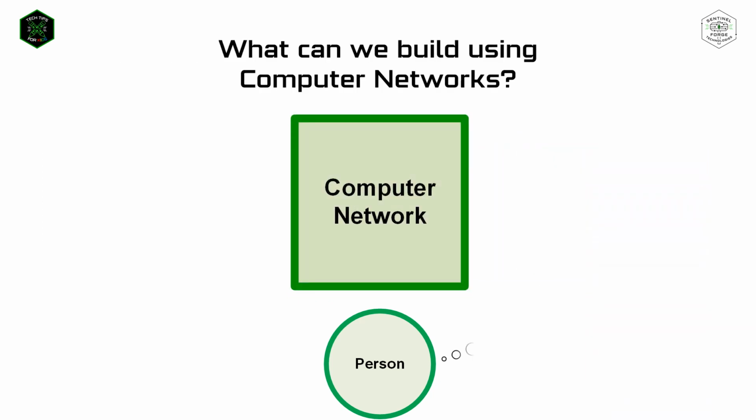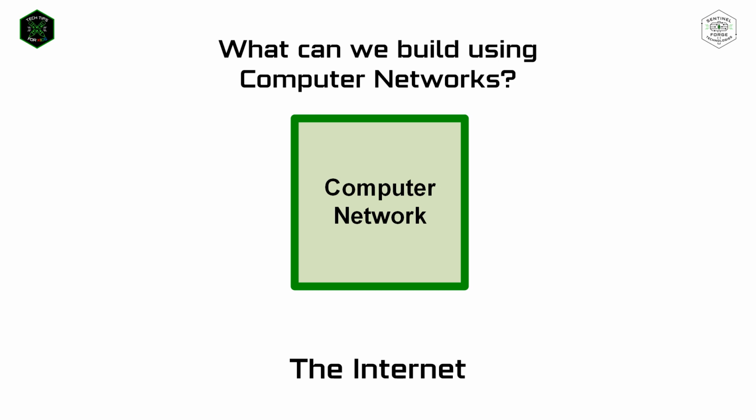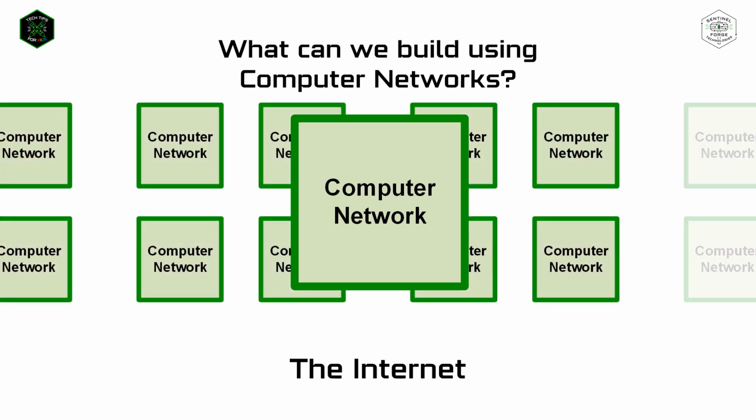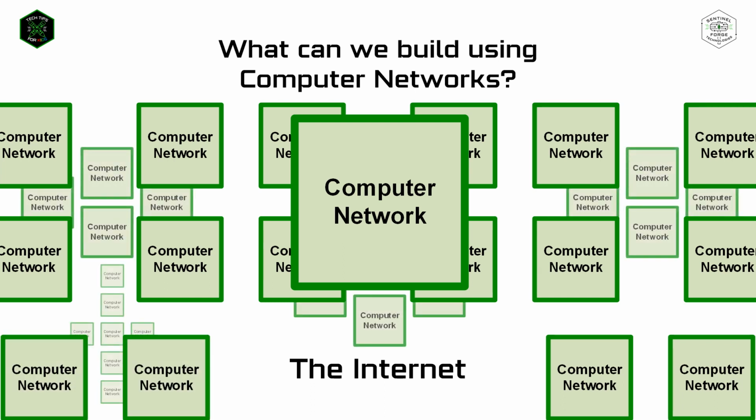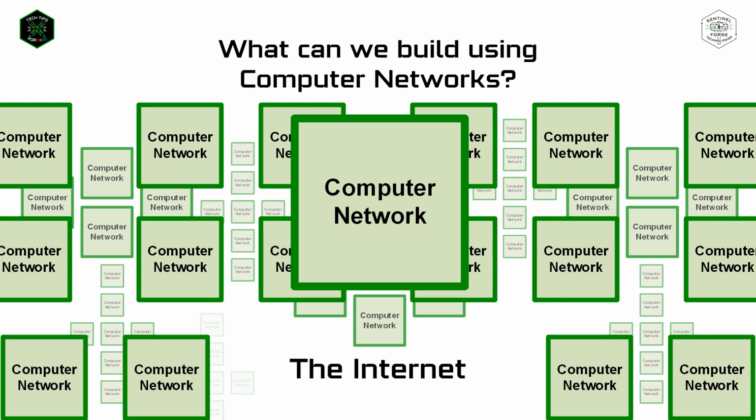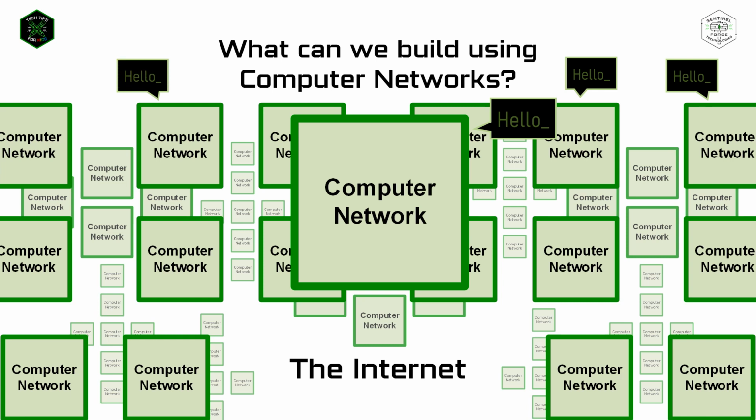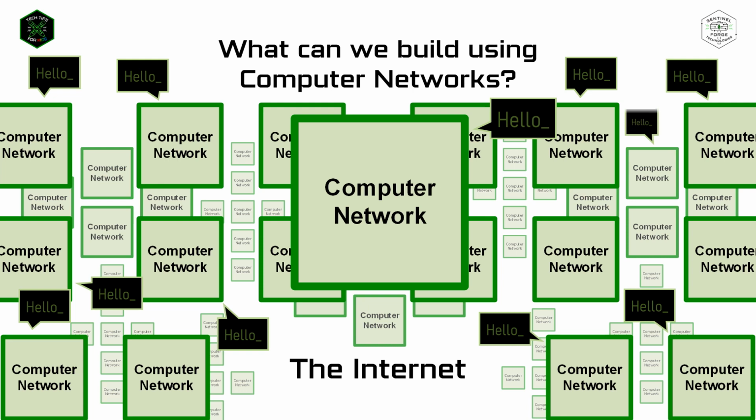What can we build using computer networks? Well, one of the largest structures that humanity has ever built using computer networks is something that we call the Internet. What if we took a large number of separate computer networks from all over the world, each with their own computers and users, and made it so that those computer networks could all talk to each other and share information? We will learn all about that and more on the next episode of Tech Tips for Kids, all about the Internet.